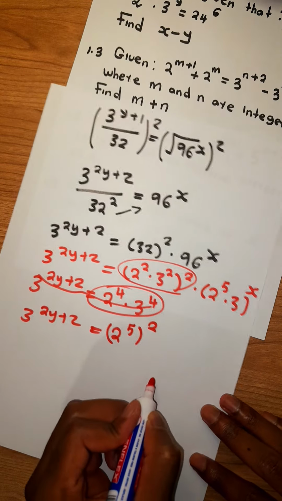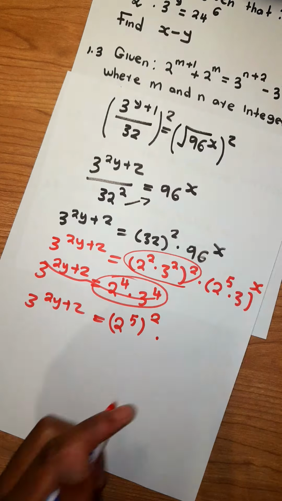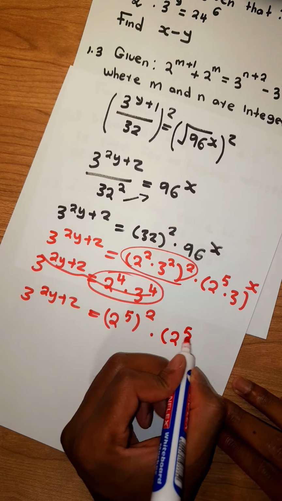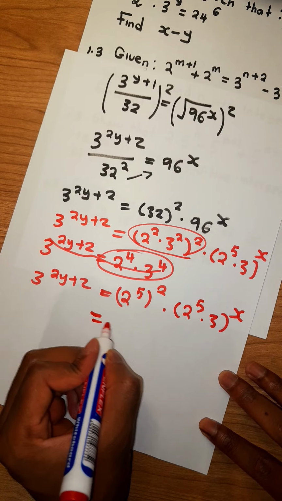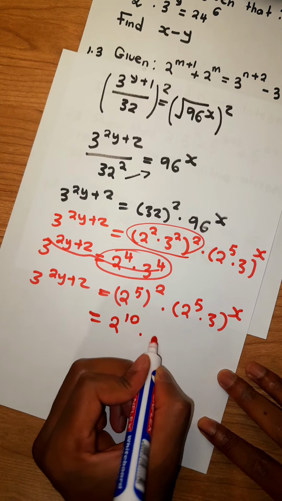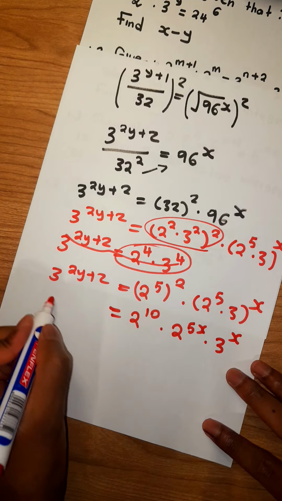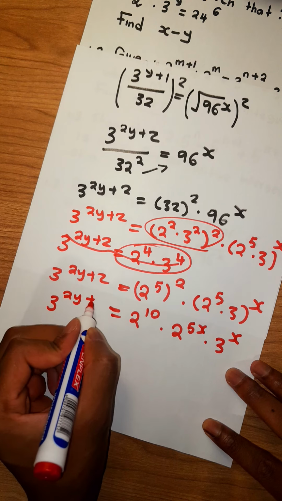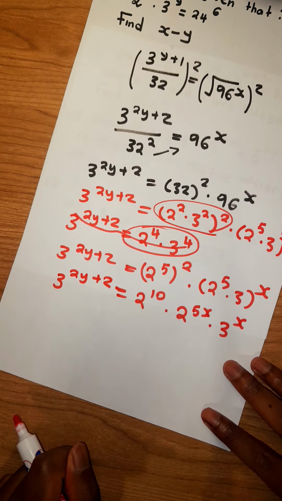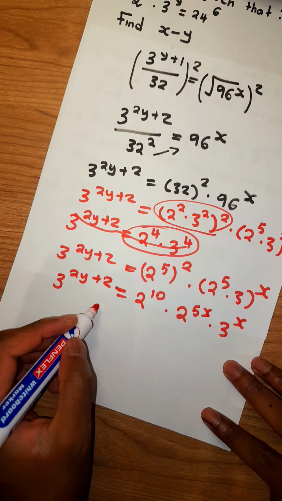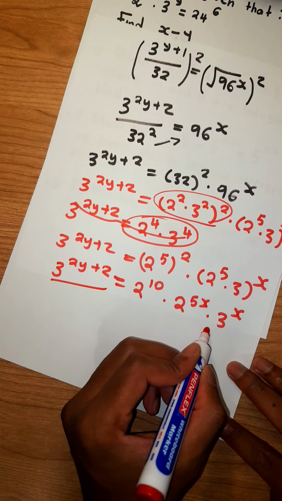then times 2 equals to, let me also check 96. Shift is going to be 2 to the power 5. It's going to be 2 to the power 5 times 3 to the power x, right? So what is 2 to the power 5? It is 2 to the 10, and then we're going to have 2 to the 5x times 3 to the x, and we're actually having 3 to the 2y plus 2, right? You realize that this is kind of a tricky question if you ask me, but let's actually take this one. We are going to take this and this one.